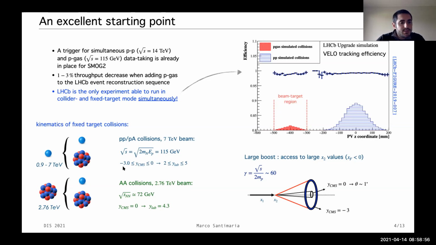Before I move on, let me just give you some numbers on the kinematics. For fixed target collisions, we get proton-proton on proton-gas with a 7 TeV beam. We get a center of mass energy of 115 GeV, while for the ion collisions with hydrogen or heavier gases, we get a 2.76 TeV beam in case of lead, and this makes a square root of s of 72 GeV. The products, however, are largely boosted because of the very high energy of the beam. This gives us access to the very large x2 values, so the negative x Feynman region.